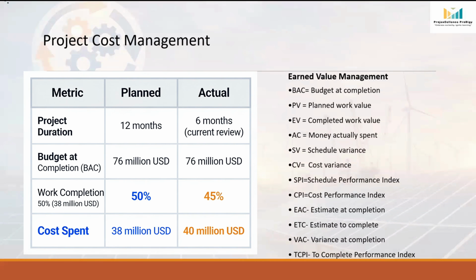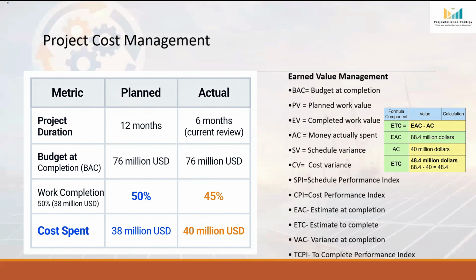ETC, estimate to complete. The next question becomes, how much more money will we need to finish the remaining work? This is called the estimate to complete or ETC. The formula is ETC equals EAC minus AC. That becomes 88.4 minus 40, which equals $48.4 million. So we still need about $48.4 million to complete the remaining work.